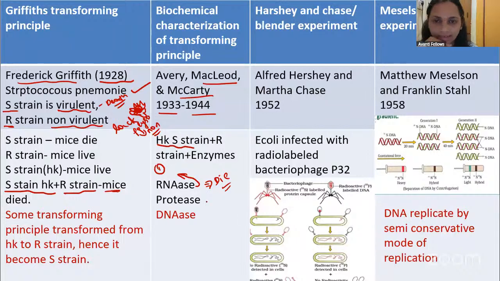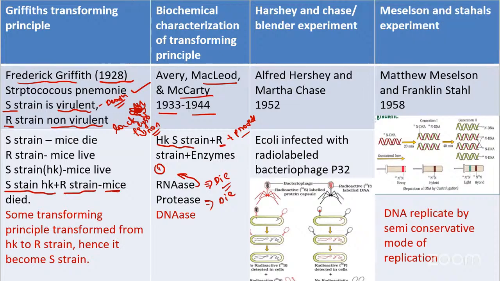Then they took heat killed S strain, R strain, and protease. Then also the mice died. Then they concluded that protein is also not acting as a genetic material. Now again, they took the same thing, heat killed S strain, then R strain plus DNase. Then they saw that the mice lived.